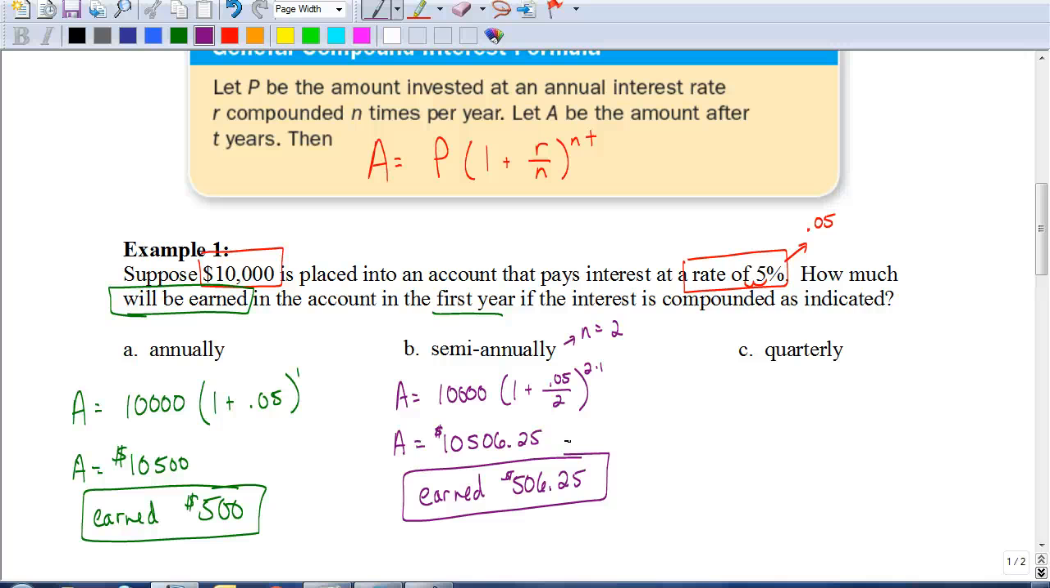So you're gaining interest on top of your interest. So you're going to gain a little bit more. It's not a whole lot, but it does make a slight difference. Now let's see what happens when it's being applied quarterly. So this would be where n equals 4.